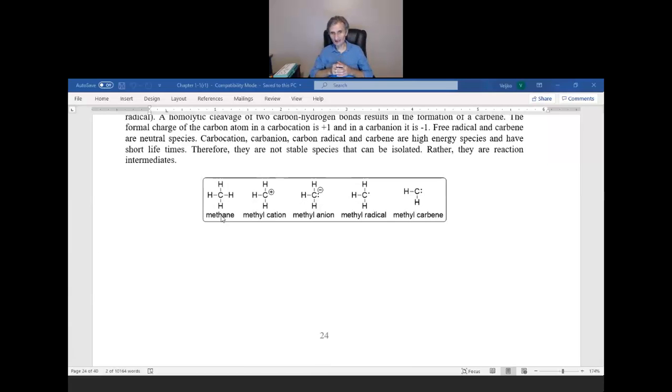That's called heterolytic bond breaking, where one atom retains electron pair, the other one leaves without it. Homolytic bond breaking is even breaking of the bond. So each atom gets one electron. In homolytic carbon-hydrogen bond breaking, we end up with methyl radical, carbon radical. And if two bonds are broken homolytically, then we end up with carbene. So radical and carbene, because of the homolytic bond breaking, don't have any charges.